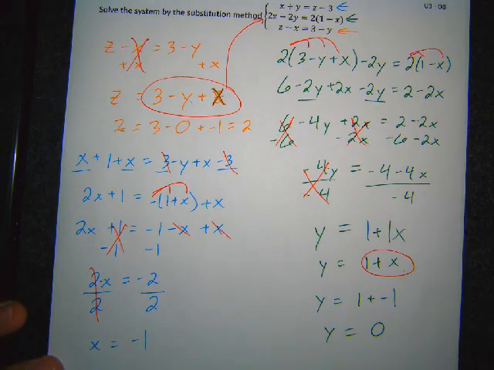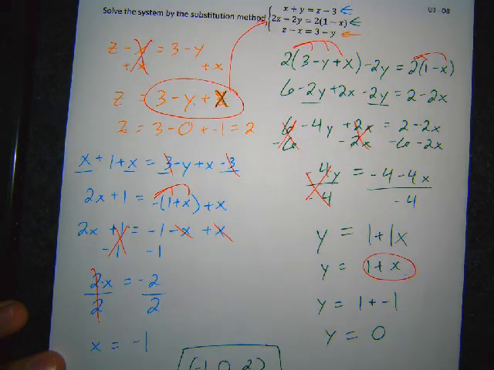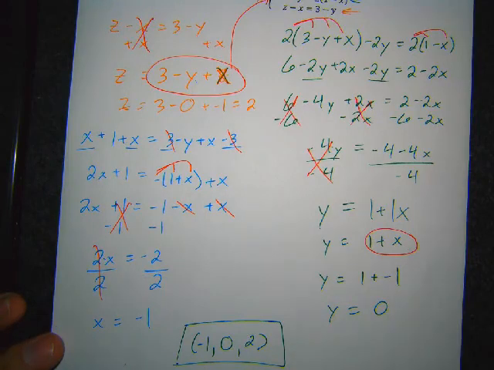Don't forget when you answer these problems, always put in a nice ordered triple. So we put x first, so negative 1 first, y would come second, and z would come third. And that would be your answer for this set. So negative 1, 0, 2.